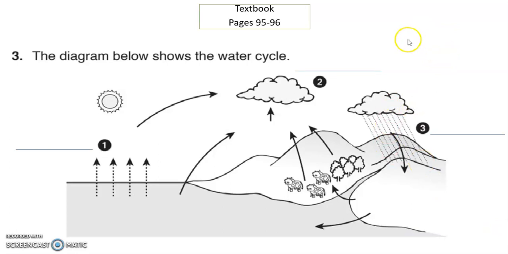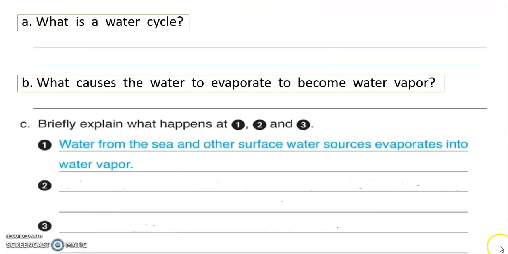Please open your workbook. This is the workbook, not the textbook. Again, this is the workbook, pages 95 and 96. Okay, answer what is number 1? What is number 2? What is number 3? Write the water cycle. Okay, number 1 is evaporation. What is number 2 and what is number 3?